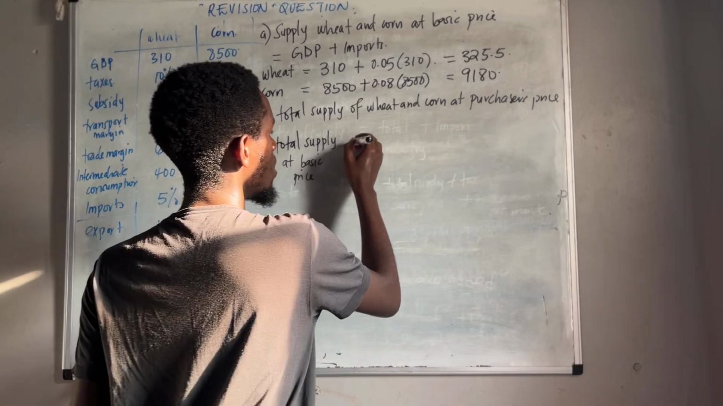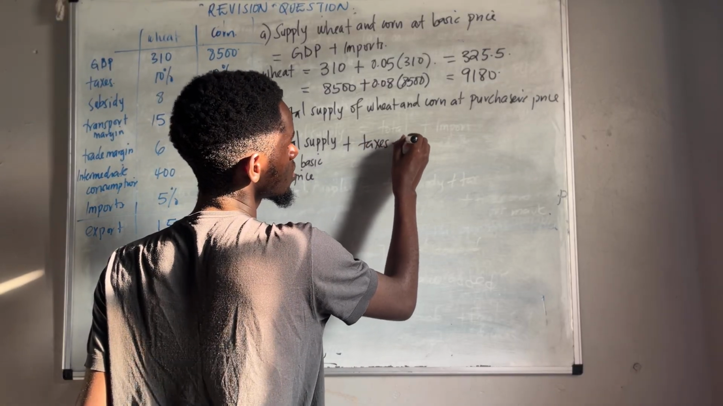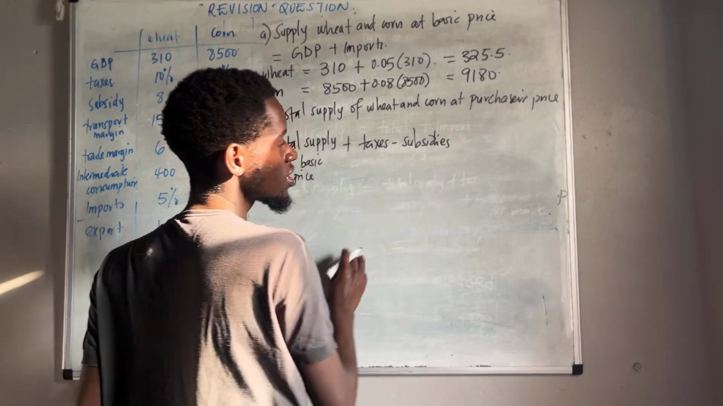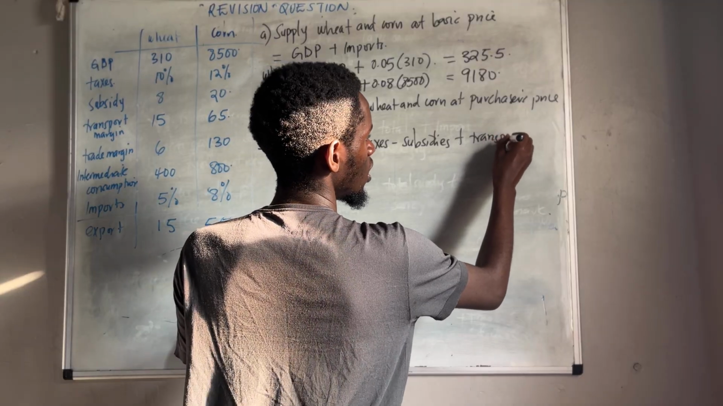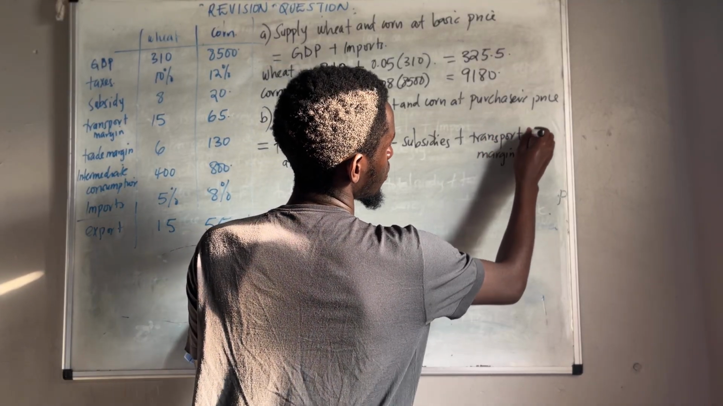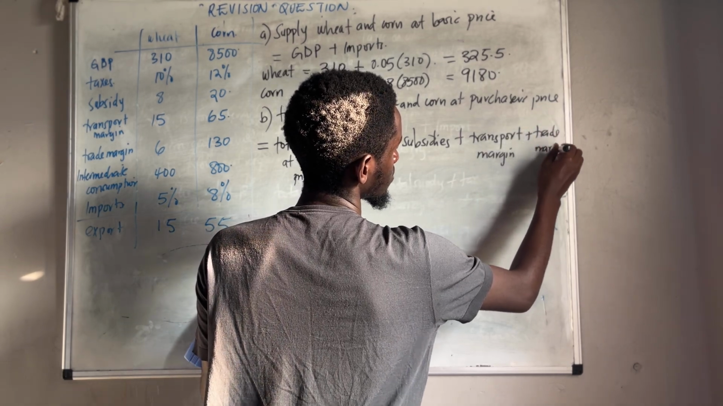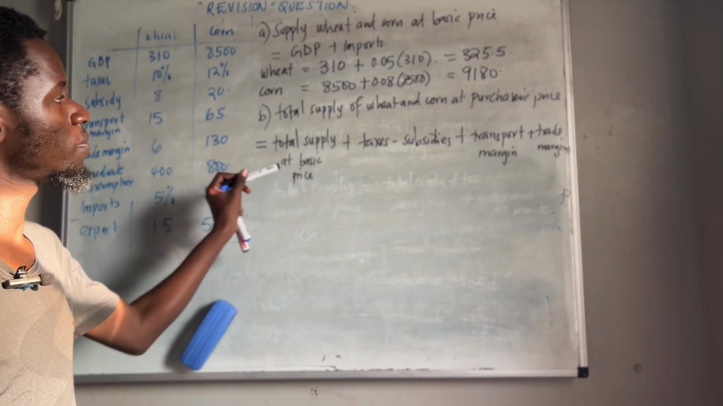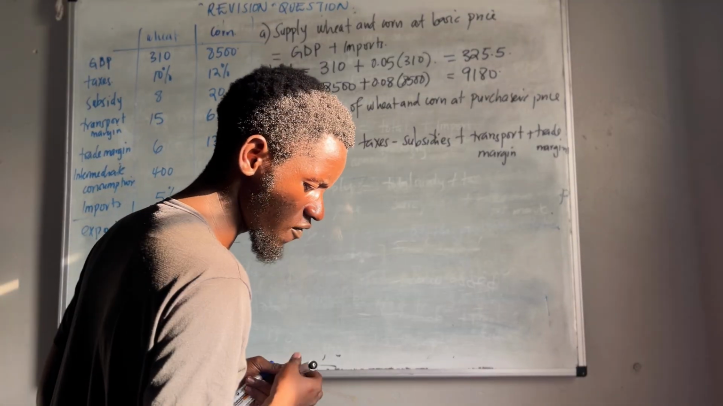Yes. We add taxes, less subsidies. Now we add transport margins plus trade margins. I think that formula is fine. This formula we also get from the supply table. If you try to follow up, you will see where I've got the formula from.